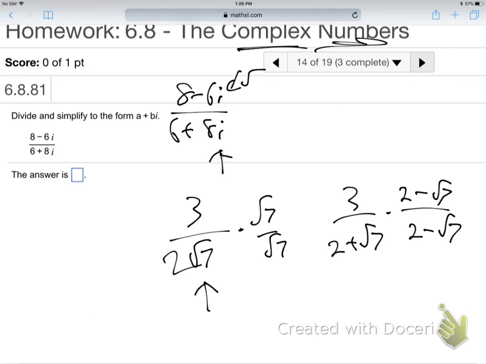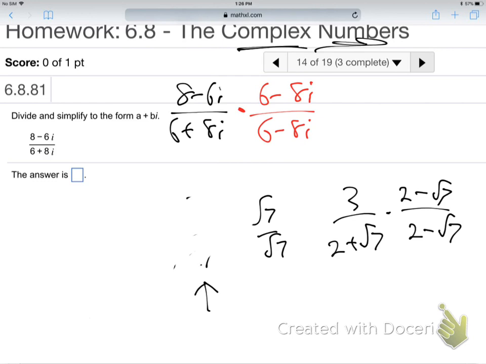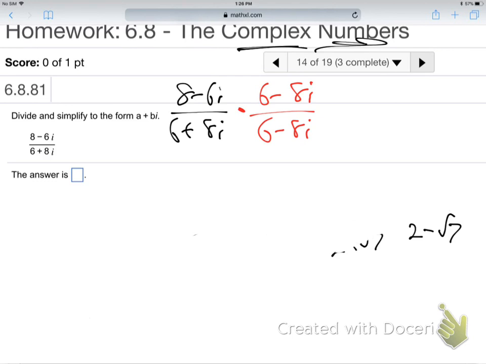That i is a root. Just remember, i is really a root. So you go, they're just showing me a root in the bottom. I just do what I always do when I got a root in the bottom, along with a plus or minus. So they're glued together in the bottom. What am I going to do? Opposite sign in the middle, called the conjugate. I'm going to multiply by 6 minus 8i, top and bottom. Right? So that's why, because i is a root, and we got to get rid of that root.